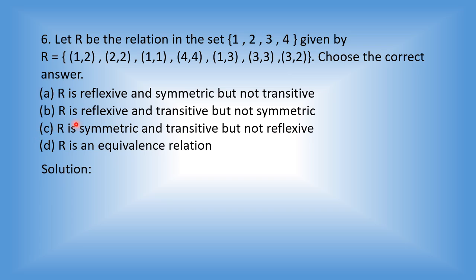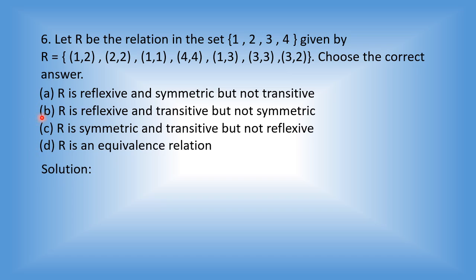Next, go to symmetric. Ordered pair 1, 2 is there, but ordered pair 2, 1 does not belong to this relation R here. So according to the definition of symmetric, R is not a symmetric relation. So clearly the first one is not the option because the first one says R is symmetric, and the fourth one is also not the option.